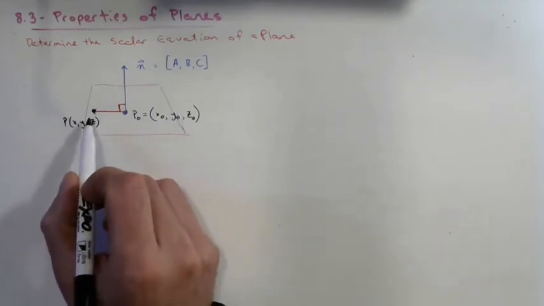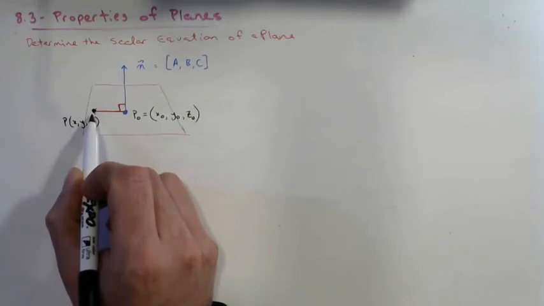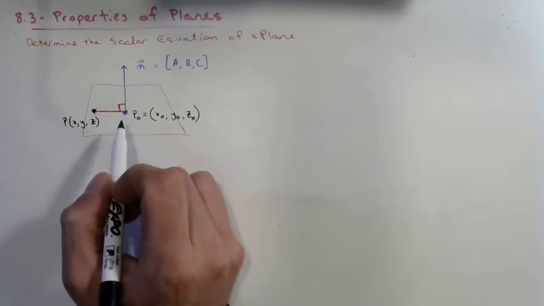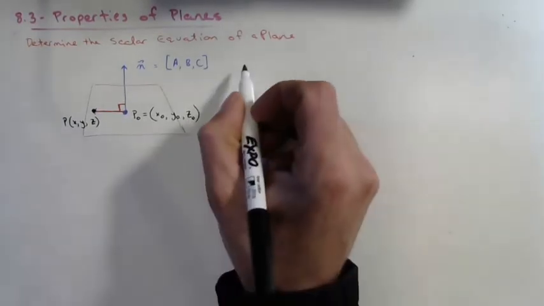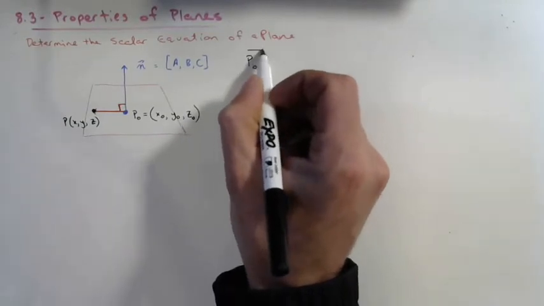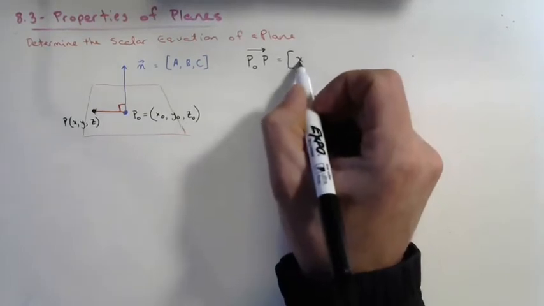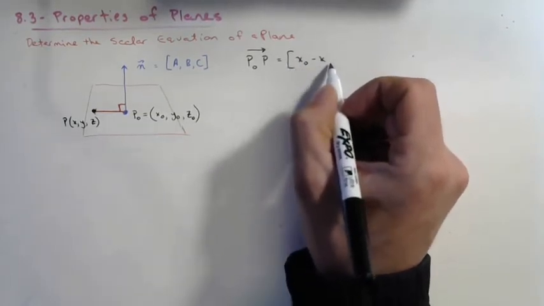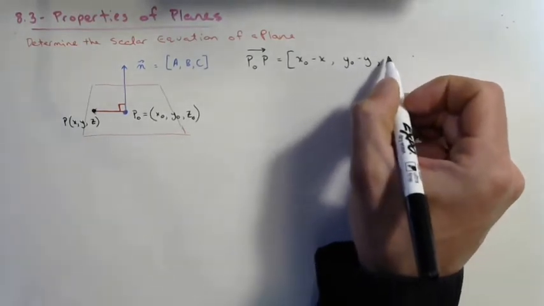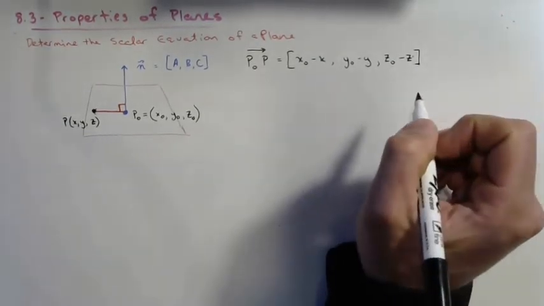Well, we know that the vector P naught P is parallel to the plane, and it is perpendicular to the normal vector. So let's find that vector. Okay, let's find an equation for that vector from P naught to P. I'm just going to take the coordinates. We've got x naught minus x, y naught minus y, z naught minus z. Close that off.